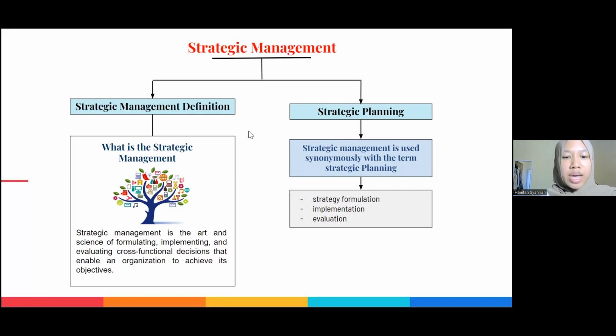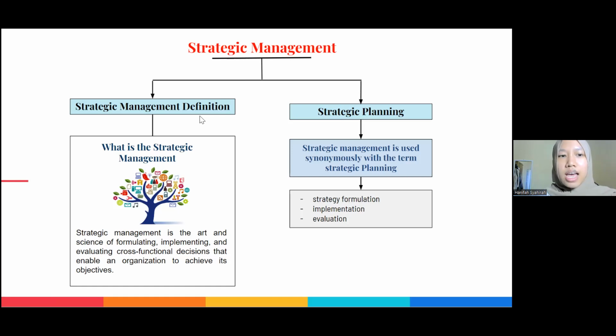The main definition is that strategic management is the art and science of formulating, implementing, and evaluating cross-functional decisions that enable an organization to achieve its objectives. But rather than this definition, we can conclude that strategic management is a plan that a corporation needs to have to give the company a competitive advantage over its competitors. That is the main thing we can analyze from the definition.